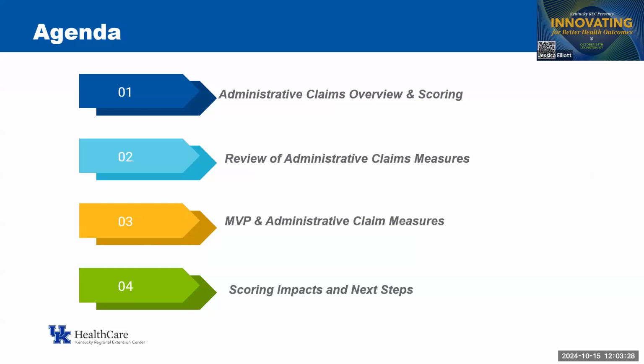On our agenda today, we are going to be doing an overview of what administrative claims are, what that looks like, and how they are scored. We're going to do a deep dive into each of the administrative claims measures that could potentially impact your overall quality performance category score. We'll also talk a little bit about MVPs and how administrative claims measures factor into the MIPS value pathway track of the program. And then finally, we'll talk about the scoring impacts and next steps on how to address those administrative claims measures.